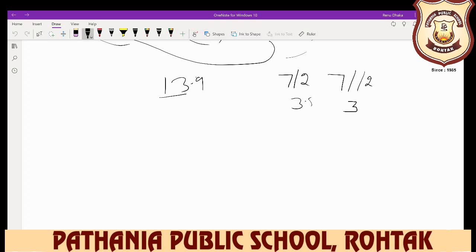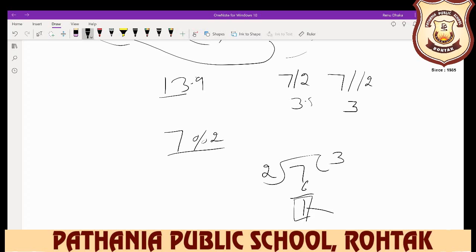Then what is the modulus operator? For example, the same question with the modulus operator. Here the remainder is the answer. So when you divide 7 by 2, 2 times 3 is 6, remainder 1. So now this 1 is your answer in the modulus operator. And what is the exponential operator?